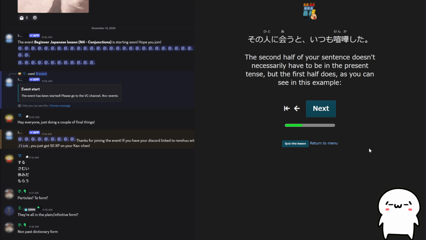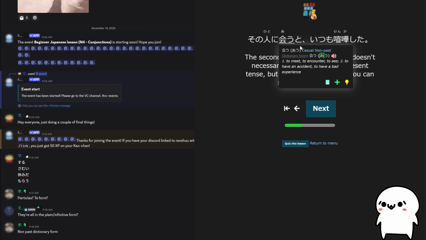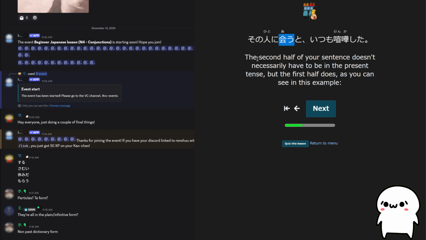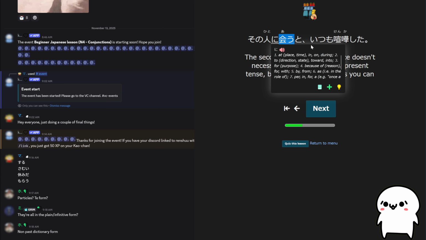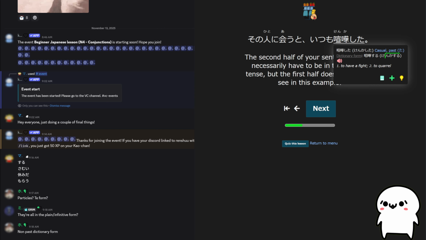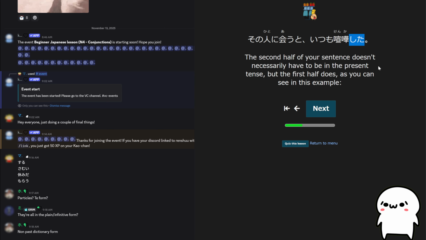However, it is possible to have a full sentence in the past tense. Let's take a look at this. It might be a bit confusing at first, but we're going to work all the way through it. So here we see two different tenses going on. We have ao, which is just like all the ones we had before. This is in the non-past form. Then we have the sentence ending in the past tense.